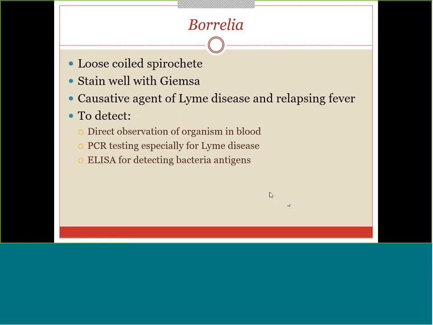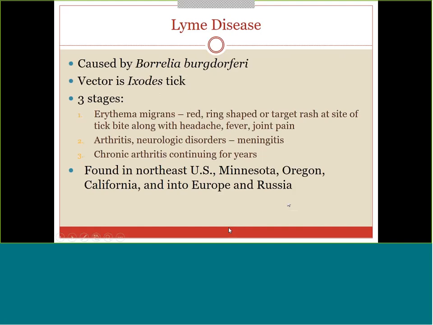All right, Borrelia is a more loosely coiled spirochete. This will actually stain with Giemsa stain, which is more used in hematology. It is the causative agent of Lyme disease. That's why I was hoping you guys were familiar with this. Also causes relapsing fever. So again, to detect Borrelia, we can directly observe it, especially under the microscope. There's PCR testing. That's mainly what people do now, is PCR testing. Everything is going that way. Or you can do an ELISA kit testing. And ELISA, again, you should have learned about that in immunology.